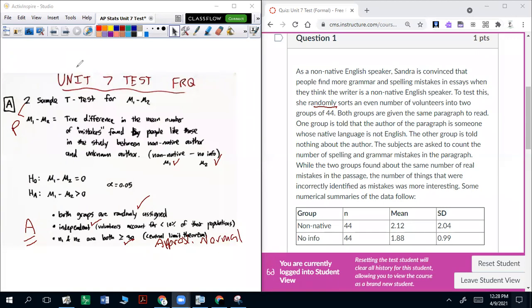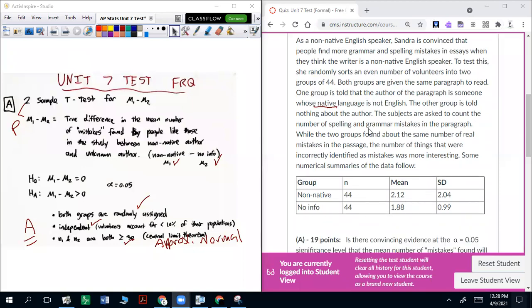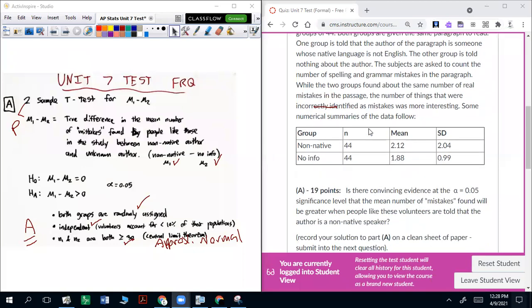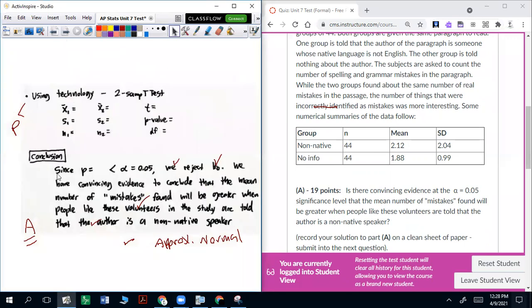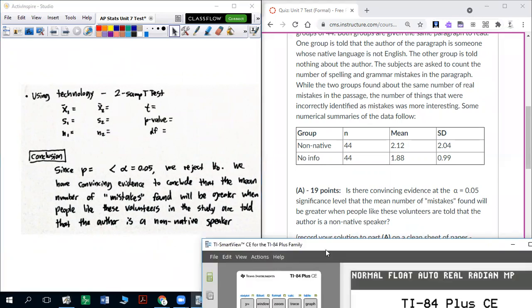But the problem that I ran into was a lot of you just had wrong values. You were either using different numbers or using your friend's numbers, but you have to use the numbers that are given to you in this problem if you want to get credit for it. So I have it set up there where it's kind of blank, but what we want to see is we want to run a 2-sample t-test using technology. Well, how do you do that? You have to set it up in your calculator.